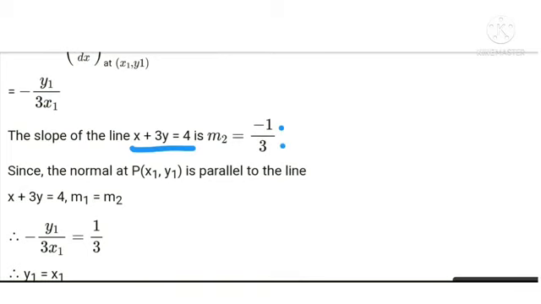Since the normal at P(x1, y1) is parallel to the line x plus 3y is equal to 4.